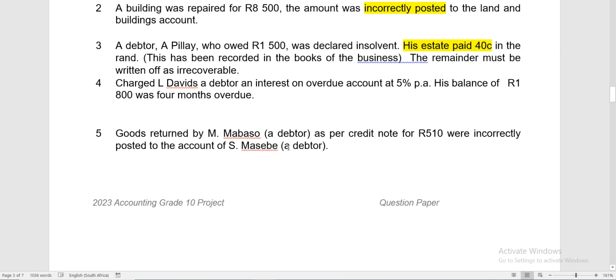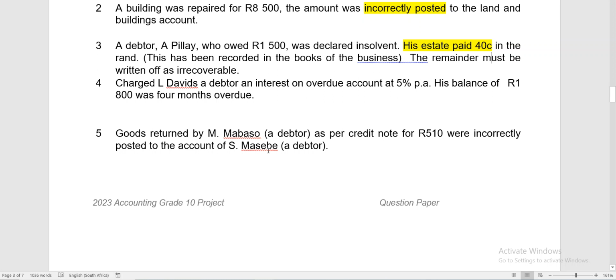That's all. So here next, they're saying that goods returned by M Mabaso, a debtor, as per credit note for 510, were incorrectly posted to the account of S Masebe, a debtor. Okay, so what we need to do is check which account we are supposed to correct. Here, a debtor M Mabaso had returned goods, okay, and then they're saying that this was posted to the account of S Masebe, who is a debtor.